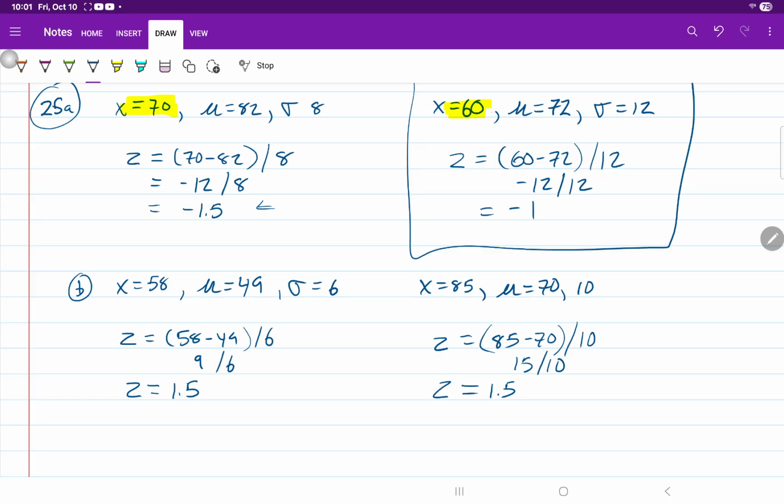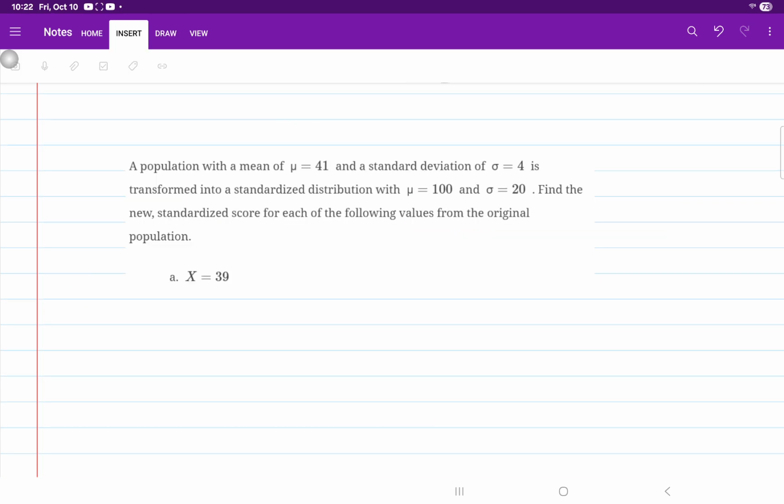Your grade was different, but the mean was different in each class, and the standard deviation was different in each class. So these two scores should lead to the same relative position, that is, relative to your classmates and relative to the mean. All right, let's go on to 27.